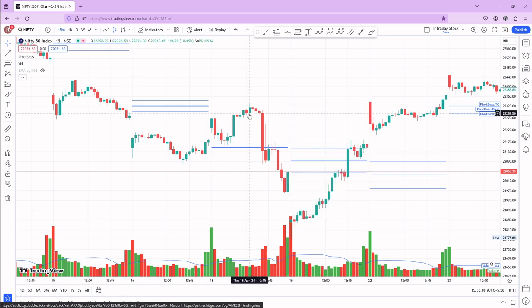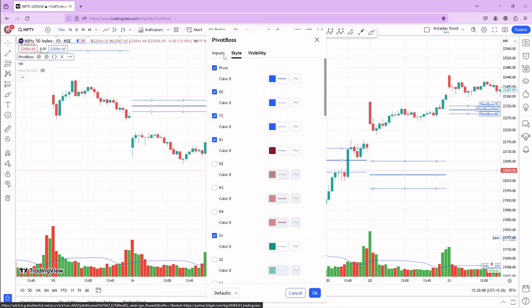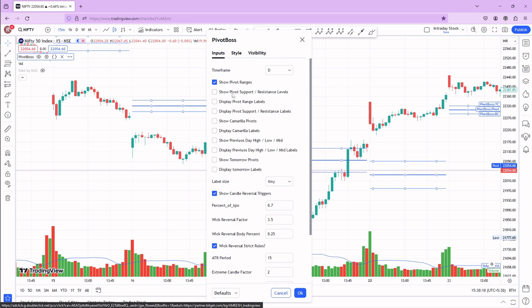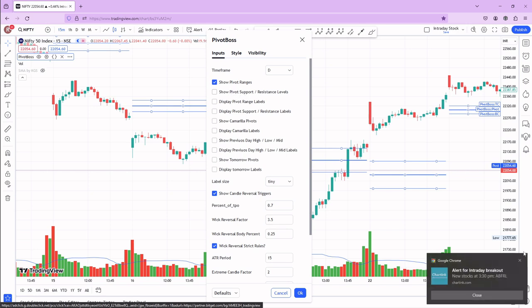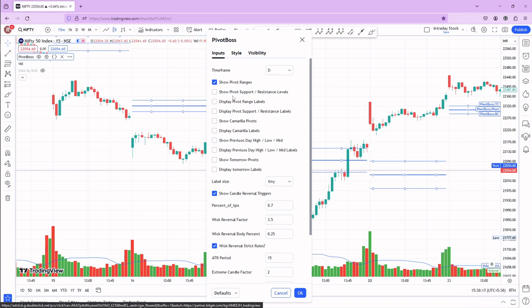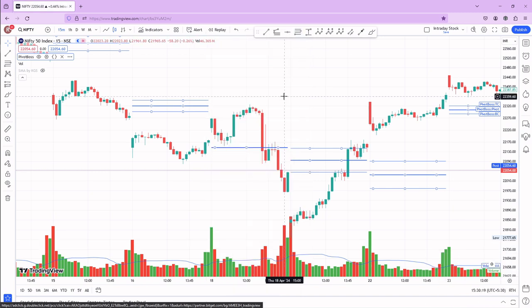Firstly, I wanted to know, are you using only CPR, or along with CPR are you using floor pivots? Floor pivots means along with CPR there are pivot support and resistance levels. Are you using this or not? Or are you using Camarilla pivot? You need to tell me which of these you are using, and based on that I will be able to say. But this video will be purely on CPR. I'll tell you what to do.